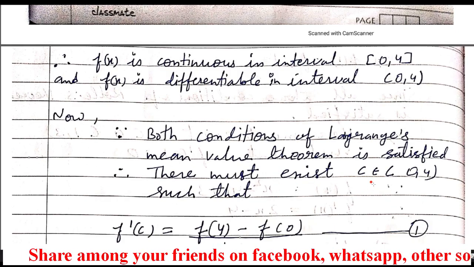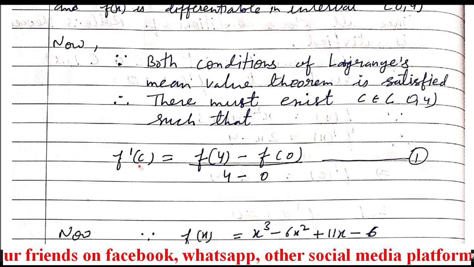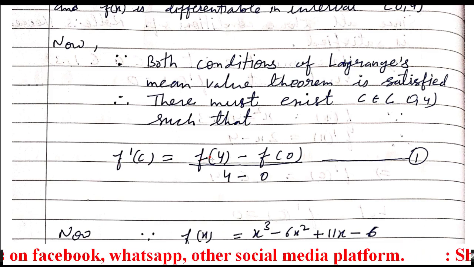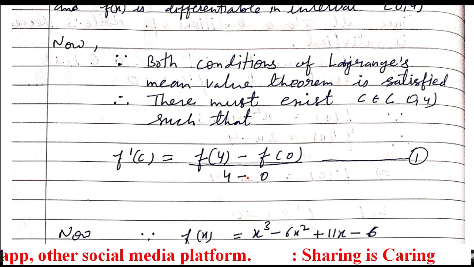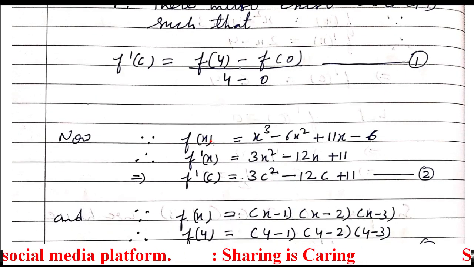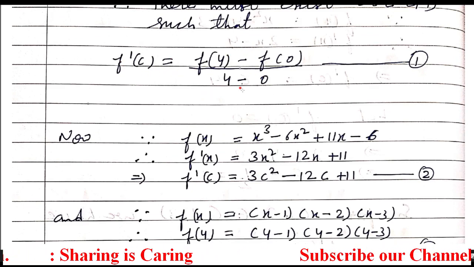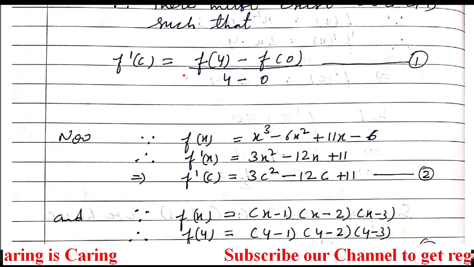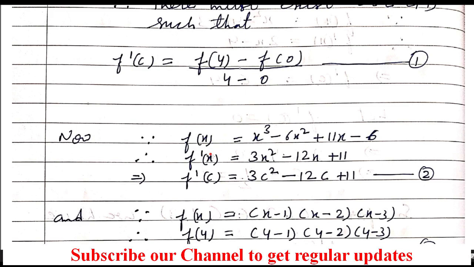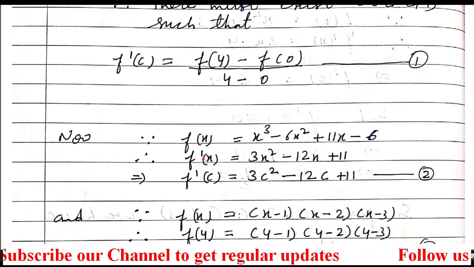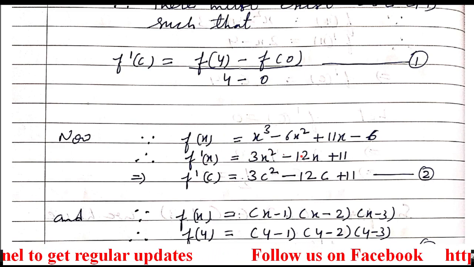So there must exist a point c such that, this is the conclusion of Lagrange's mean value theorem, f dash c is equal to the function's value at the upper limit minus the function's value at the lower limit, divided by upper limit minus lower limit. Here I wrote the function. Whatever we want in this equation 1, first I calculated that and then I replaced it in equation 1. So first I wrote the function, then I calculated f dash x, which means the first order derivative. So I differentiated it with respect to x.